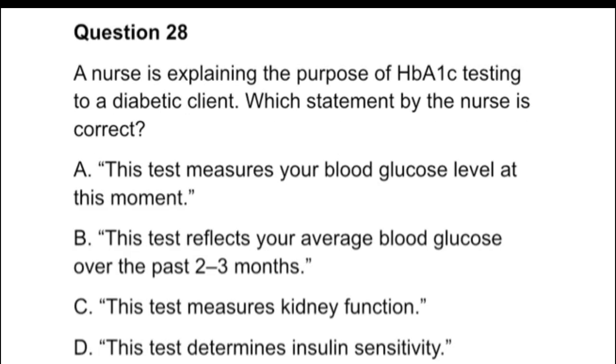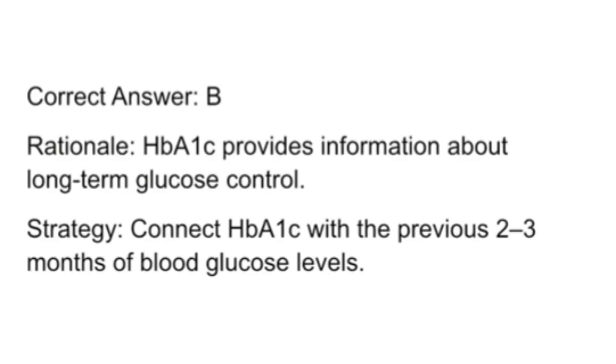Question 28. A nurse is explaining the purpose of HbA1c testing to a diabetic client. Which statement by the nurse is correct? A. This test measures your blood glucose level at this moment. B. This test reflects your average blood glucose over the past 2 to 3 months. C. This test measures kidney function. D. This test determines insulin sensitivity. Correct answer, B. Rationale: HbA1c provides information about long-term glucose control. Strategy: connect HbA1c with the previous 2 to 3 months of blood glucose levels.